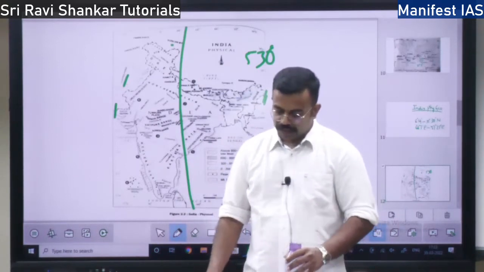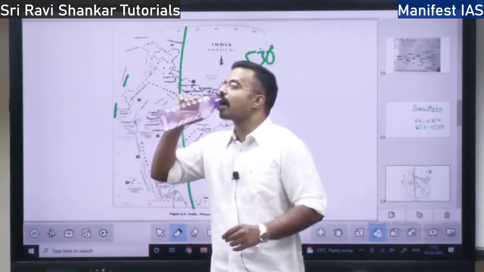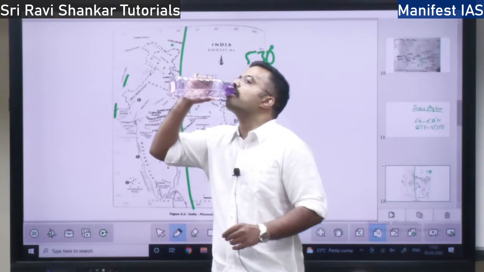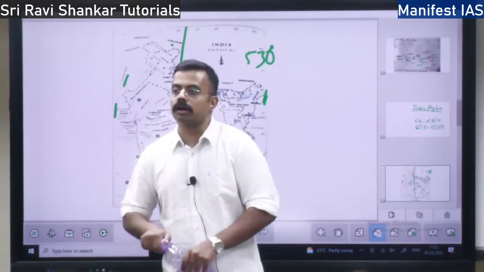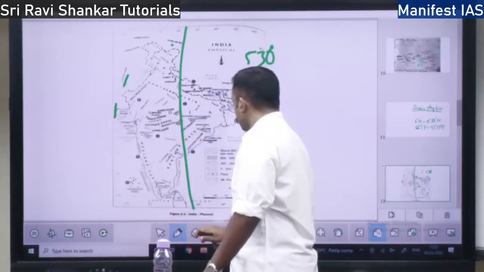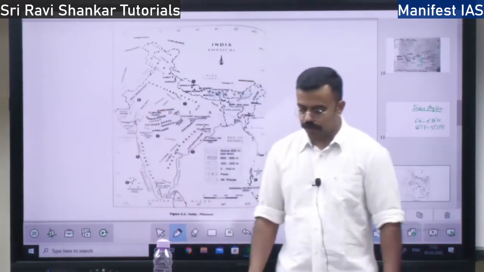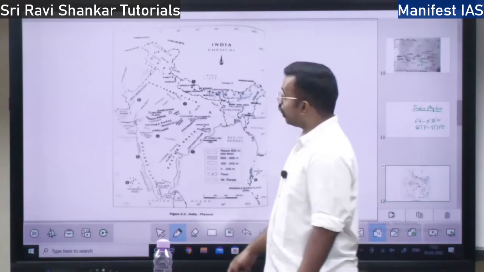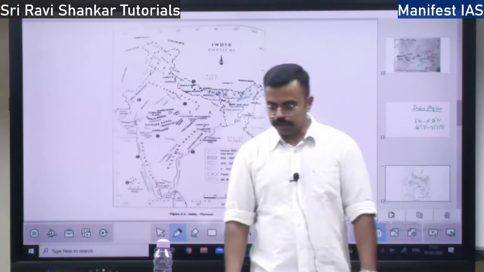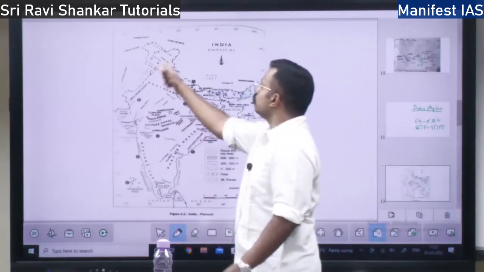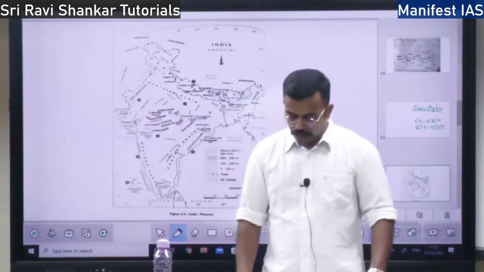So we have three geological divisions of India. India can be divided into three geological divisions. One is the peninsular block. This is the peninsular block, Indian peninsula. This region is the Indian peninsular block. I'll tell you the boundary. Next is the mountains. It is either Himalayan mountains and also peninsular mountains. Third is the plain region, Indo-Ganga-Brahmaputra plain region.